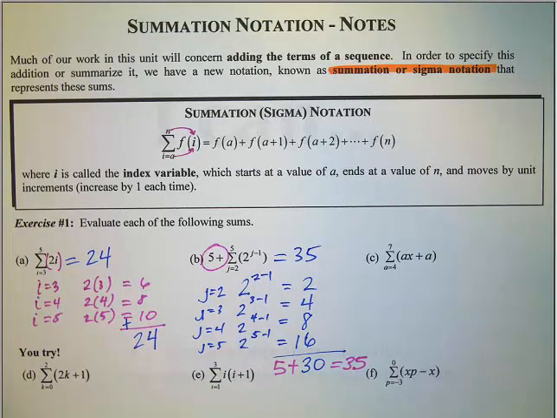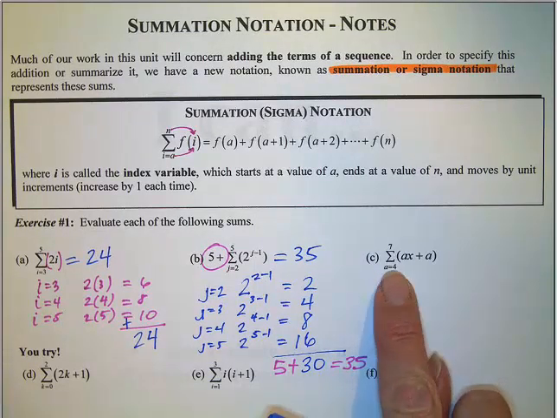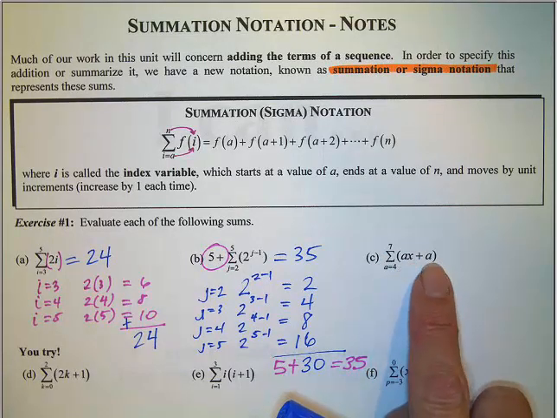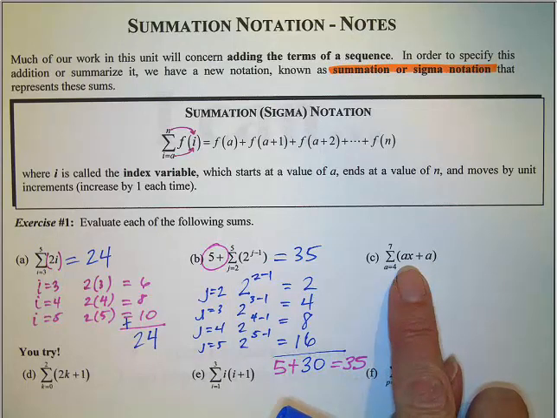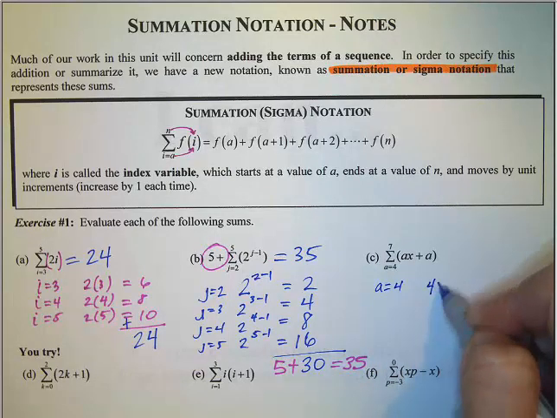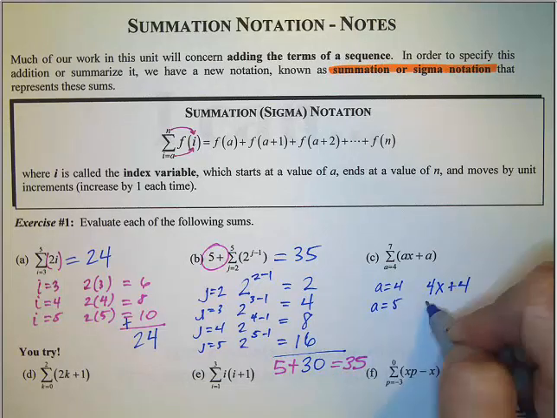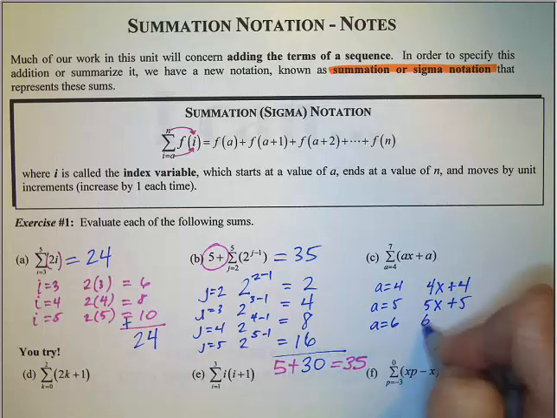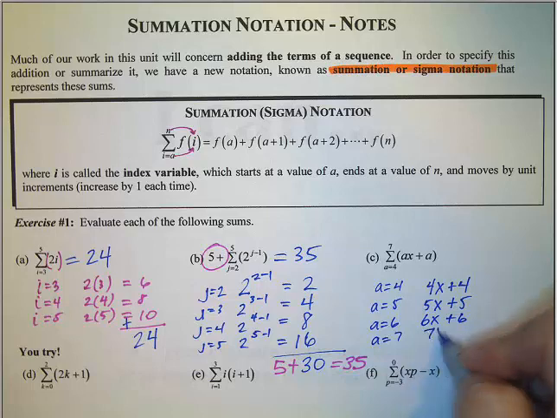All right, so letter C. Now we have the summation of a equals 4 to 7 of a of x plus a. Ooh, we have an extra variable in there. We don't know what x is. So when a equals 4, we have 4x plus 4. When a equals 5, we have 5x plus 5. When a equals 6, we have 6x plus 6. And when a equals 7, we have 7x plus 7.